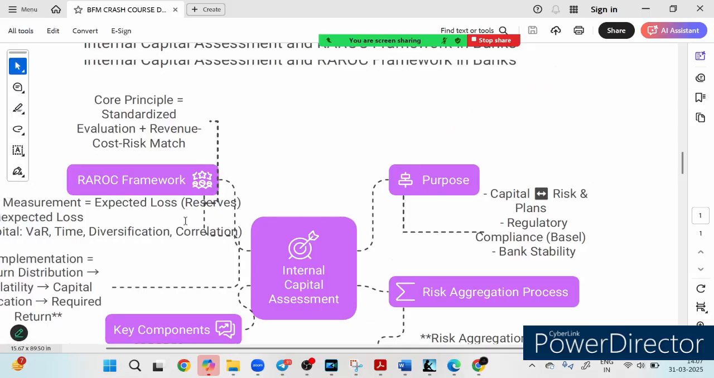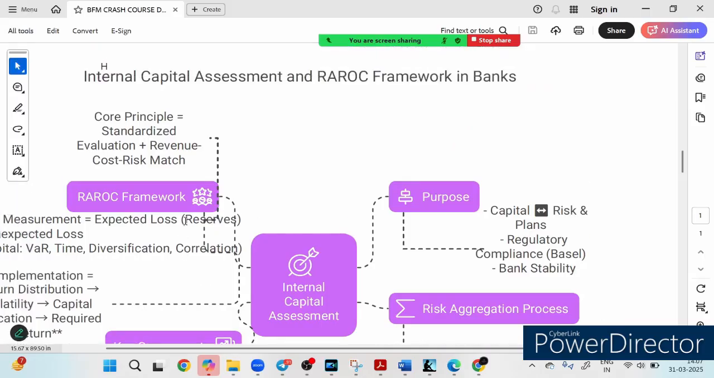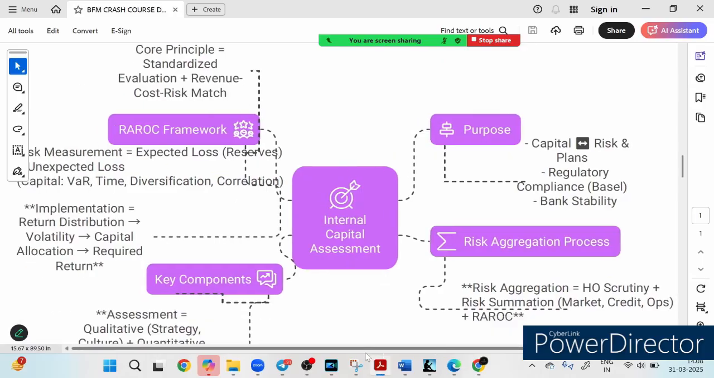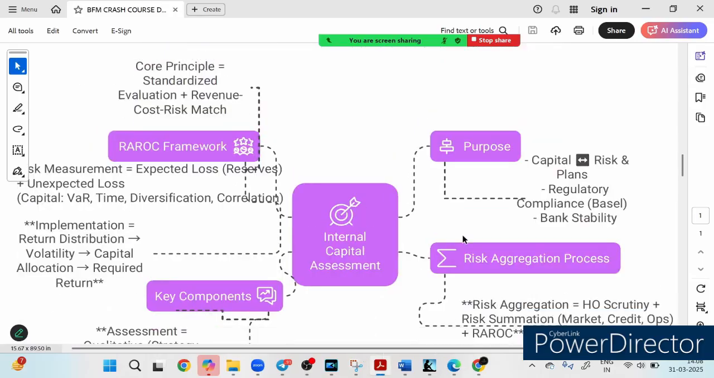Now friends, let's switch our focus to internal capital assessment and the RAROC framework. In today's banking landscape, managing capital efficiently is no longer a choice, it is a necessity. Banks need to strike the perfect balance between risk and return to ensure stability and compliance. That is where internal capital assessment comes into picture, friends, and the RAROC framework also comes into picture.